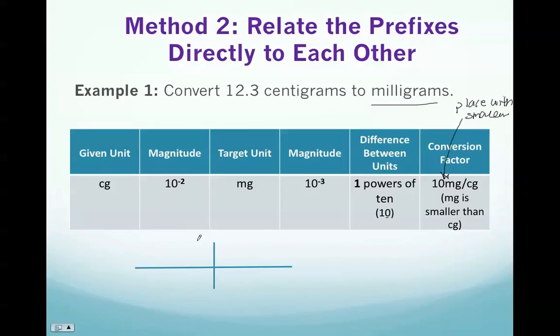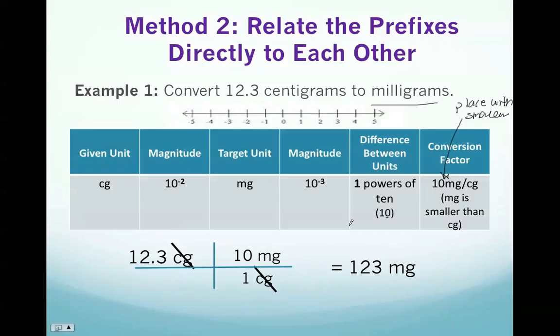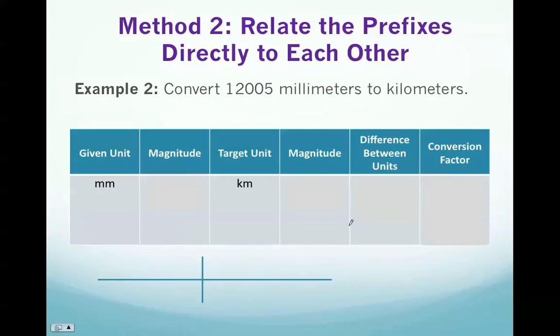Centigrams. So when I go ahead and solve this, I'm going to start with what I'm given. I now know that 10 milligrams is equal to 1 centigram. The 1 centigram goes in the bottom. The 10 milligrams goes in the top. I can cross out my centigrams and then go ahead and solve. So 12.3 centigrams is equal to 123 milligrams. All right, let me show you one more of these. Ignore that number scale.